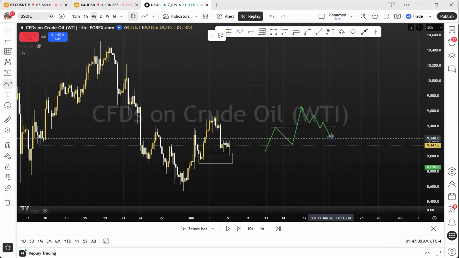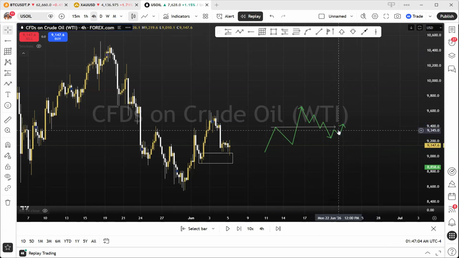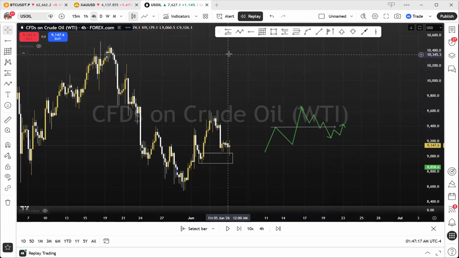Example, something like this. You then take a trade here, and your first target is here. But most times, I found out that even after the first target, it still goes on to continue the trend in the upside, especially giving you 1 to 5 or 6 risk reward, right?